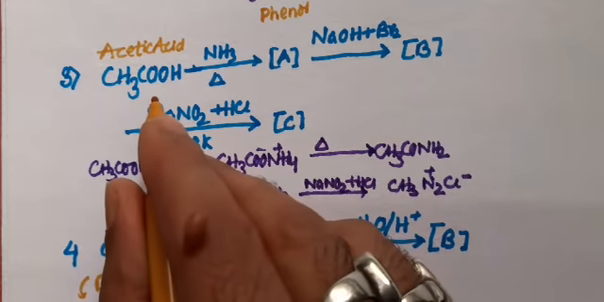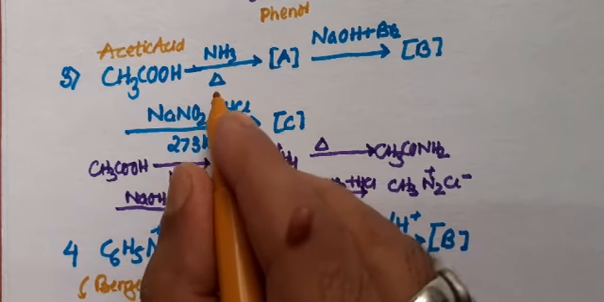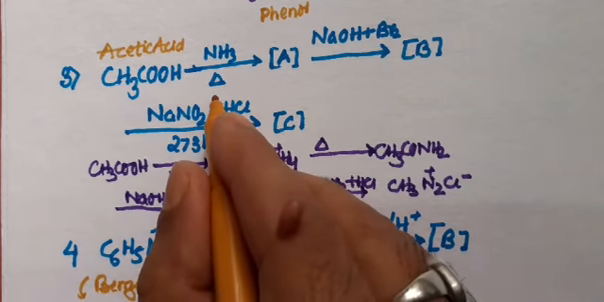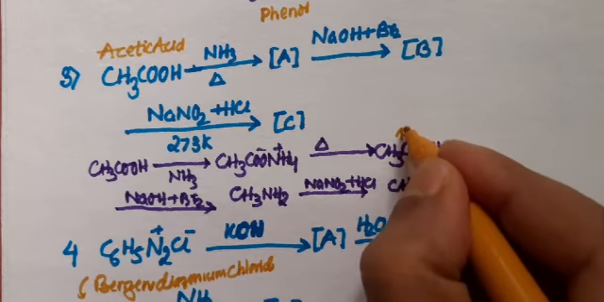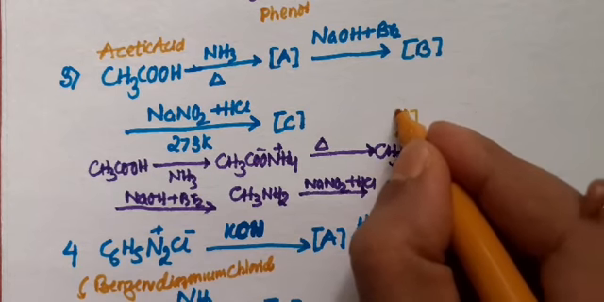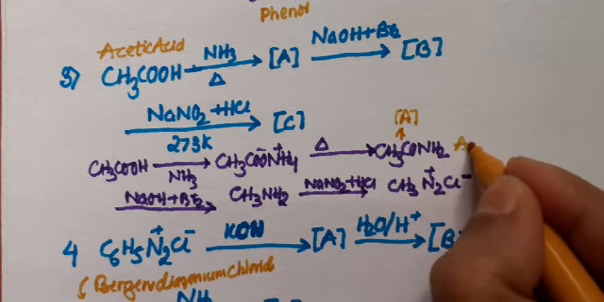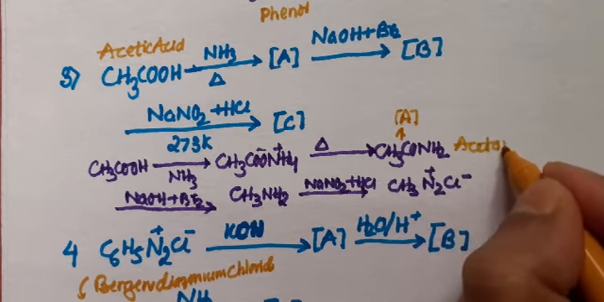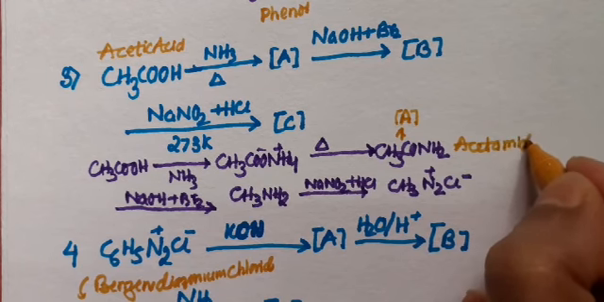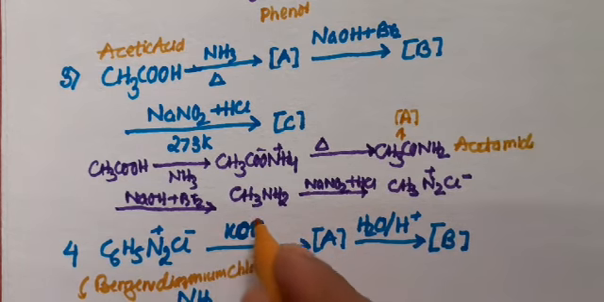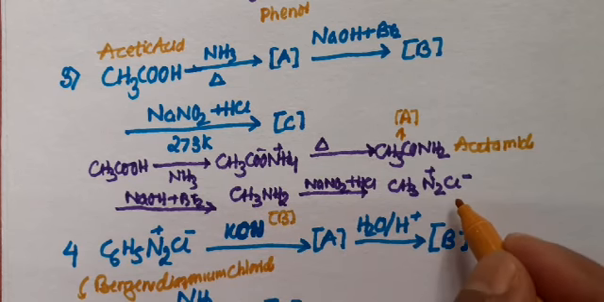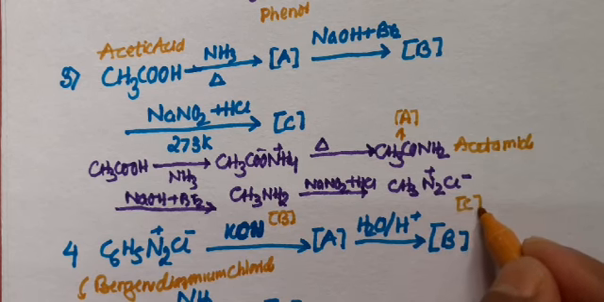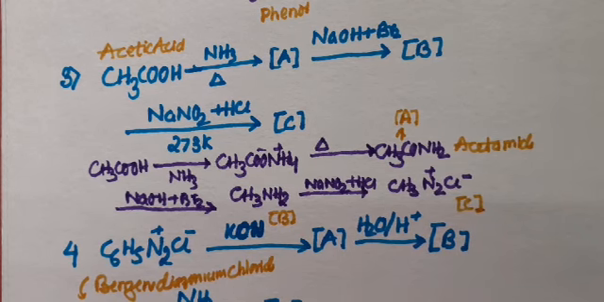In the given reaction, at first acetic acid reacts with ammonia, and thereafter the product obtained undergoes heating. So it is A, and its name is acetamide, and this is B, methylamine, and this is finally C, methyl diazonium salt.